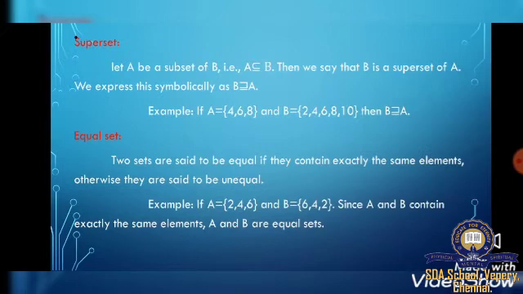Next, we move to the equal set. Two sets are said to be equal if they contain exactly the same elements, otherwise they are said to be unequal. For example, if A is equal to {2, 4, 6} and B is equal to {6, 4, 2}, the elements are the same, so A and B are equal. Otherwise it is not.